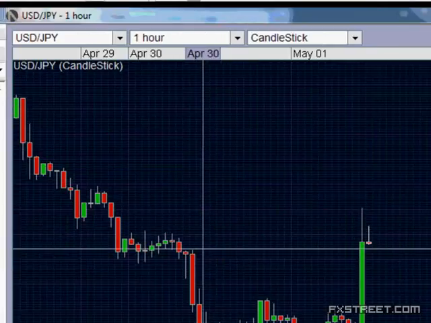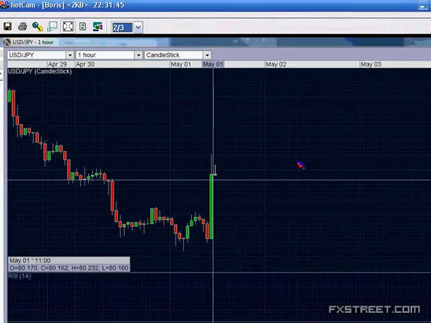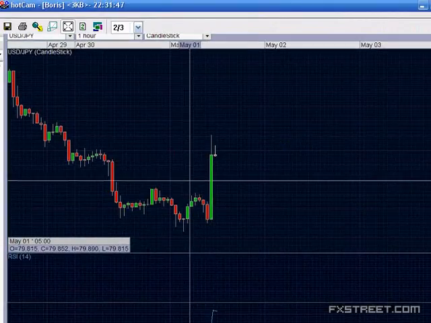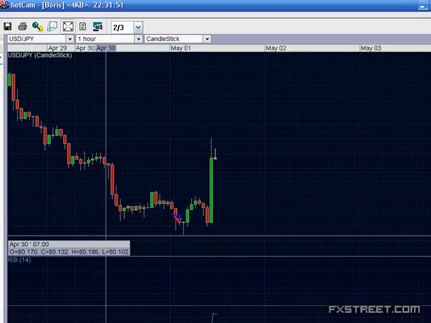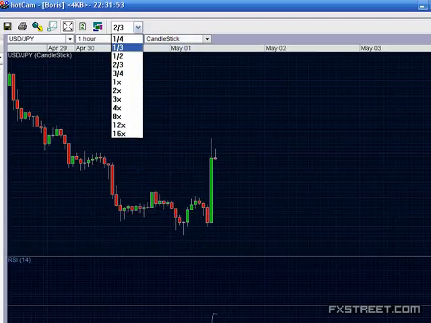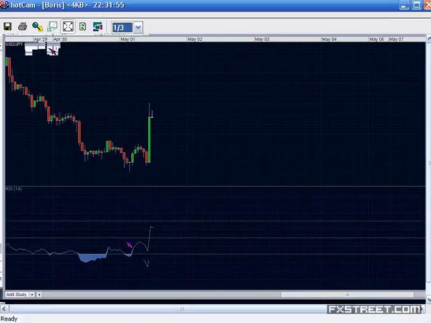Okay, the screen is tiny. Let's make the screen big. So anyways, the point being is that the support argument that is always made is kind of stupid. Here's 80. It broke through 80 like a knife through hot butter and would have made some very, very nice change.